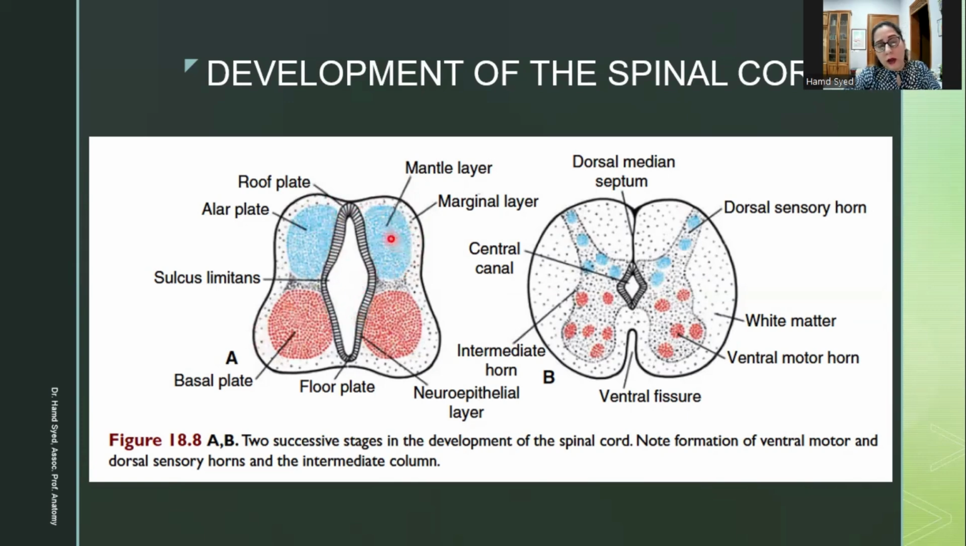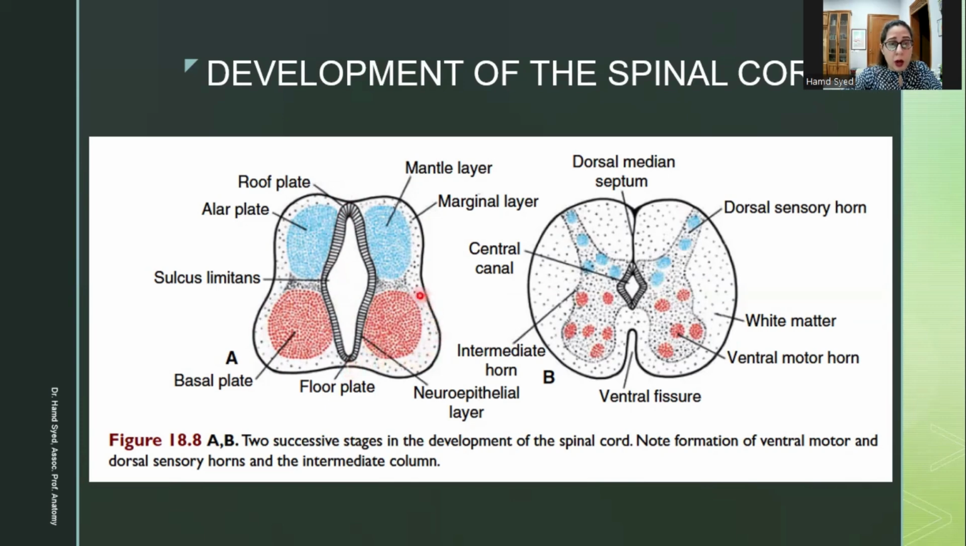Now, the alar plates are the regions in blue. They are dorsal in their location, and they represent the sensory areas. And here you've got the basal plates, which are the areas in red, and they are ventral in position, and they represent the area of formation of the motor neurons. Also, you can see the roof and floor plate are the sites where neurons are not present, but the nerve fibers are located over here.